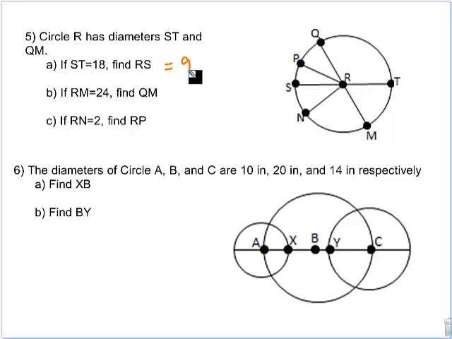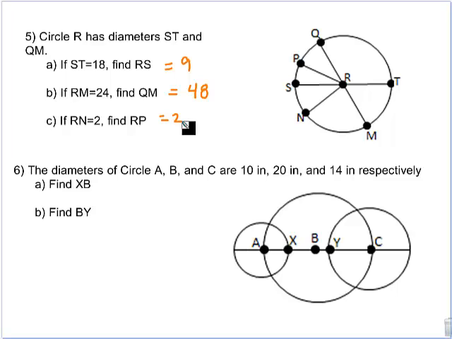So if RM is 24, what's QM? Yep, times by 2 to get 48. RM is a radius. QM is the diameter, so we have to times it by 2. If RN is 2, what's RP? 2. Yeah. Why is it 2? Because it doesn't go all the way across. RN is a radius. The radius is always the same number. RP is also a radius, so they're both 2.